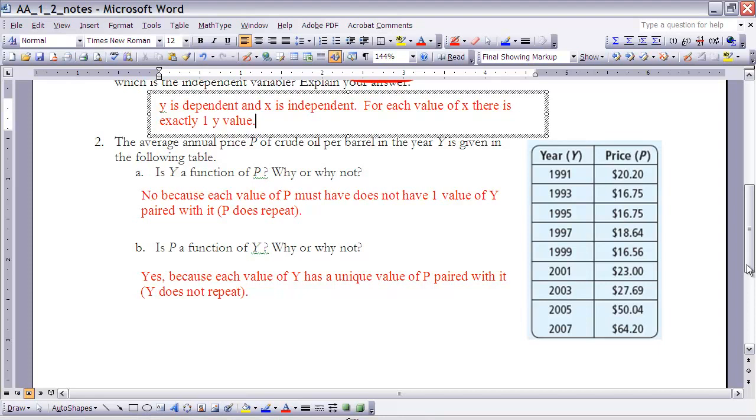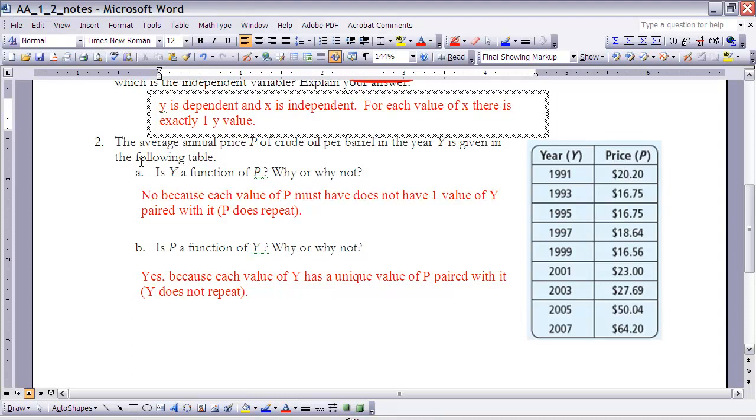What I'm going to do is look at the table and see if something repeats. Okay? Well, if I look at my y values, they do not repeat. They are all unique, which means that y certainly can be the independent variable. However, if I look at p, it does repeat. It has two 1675s here. Therefore, it cannot be the independent variable. So I know that y has to be the independent variable, therefore p would have to be the dependent variable. So if I look at part A, it says, is y a function of p?